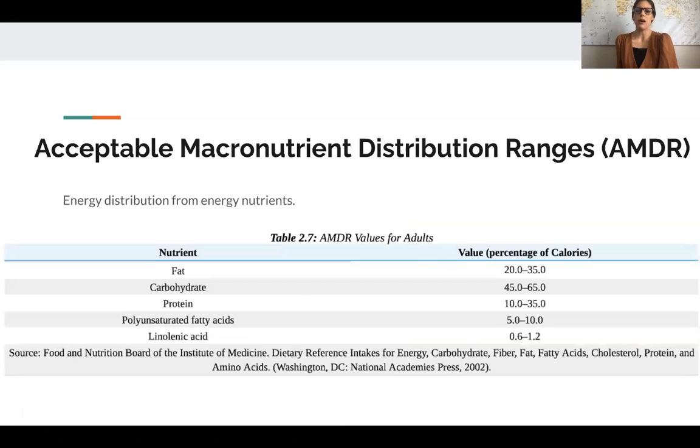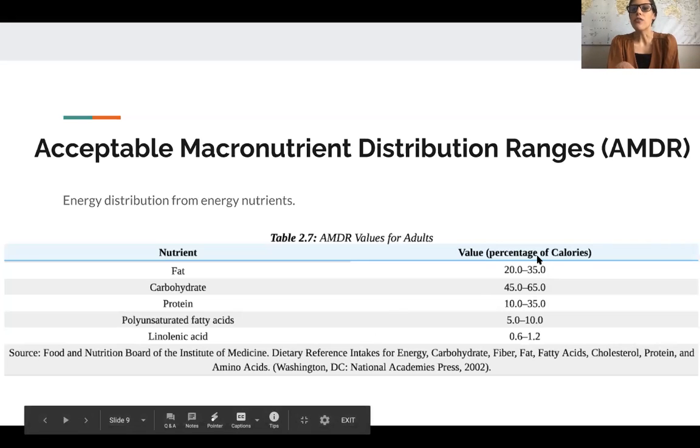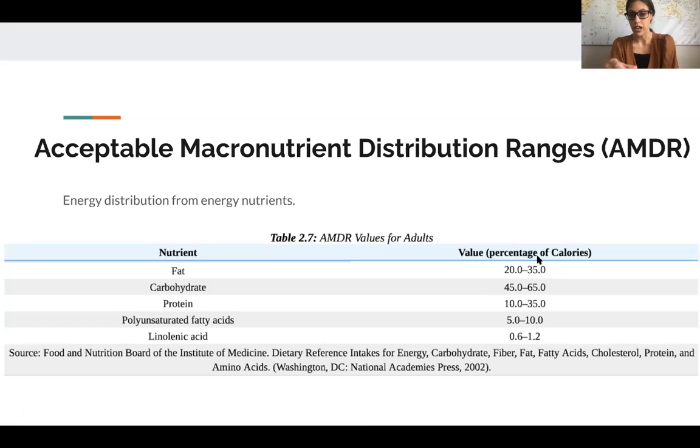Another is acceptable macronutrient distribution ranges. So essentially what this is saying is when it comes to our energy nutrients, so fat, carbohydrate, protein, polyunsaturated fatty acids, linoleic acid, these need to contribute a certain percent of your total calorie needs. So if we read this, we can say that of your total calories, let's say we're on a 2,000 kilocalorie diet, about 20 to 35% of those calories should come from fat, 45 to 65 from carbohydrate, and so on.